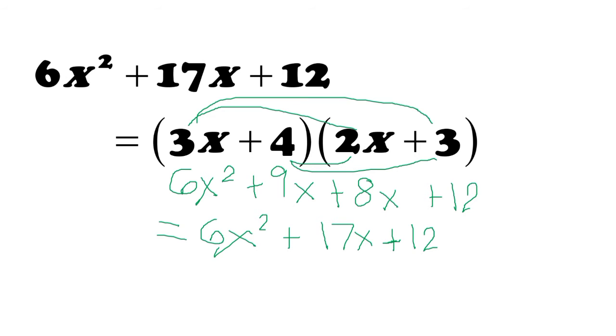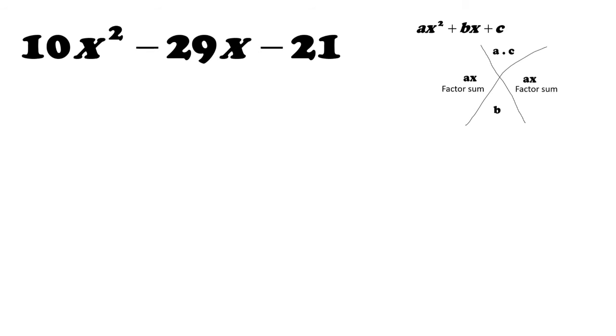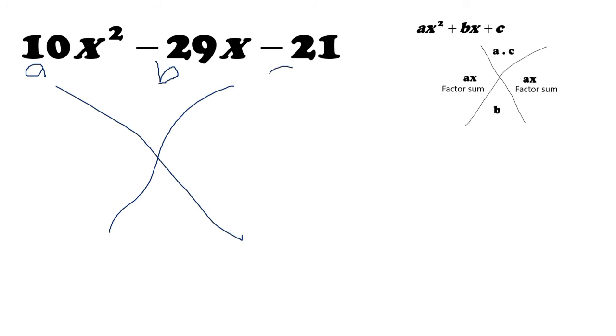So now let's proceed to the next example. The given expression is 10x squared minus 29x minus 21. Okay, take note that we are going to make use of the diamond method. So the a here is 10, the b here is negative 29, the c here is negative 21. So we have now 10x, because we have ax.